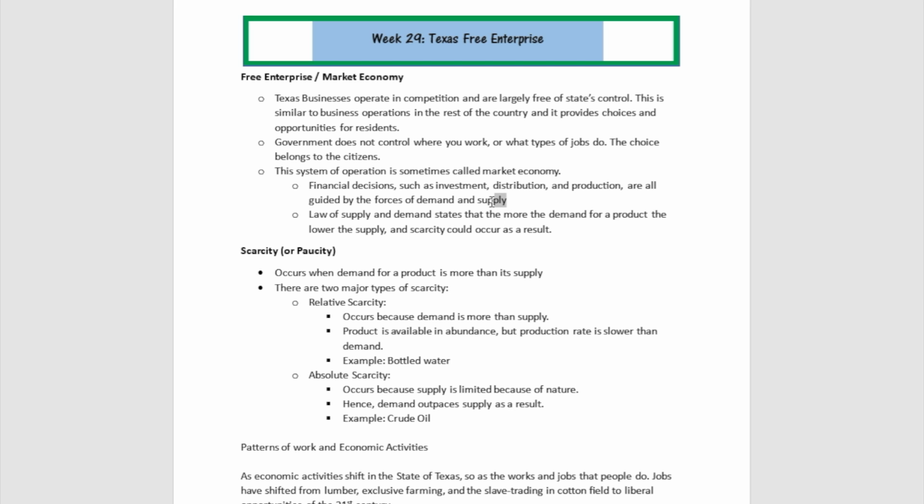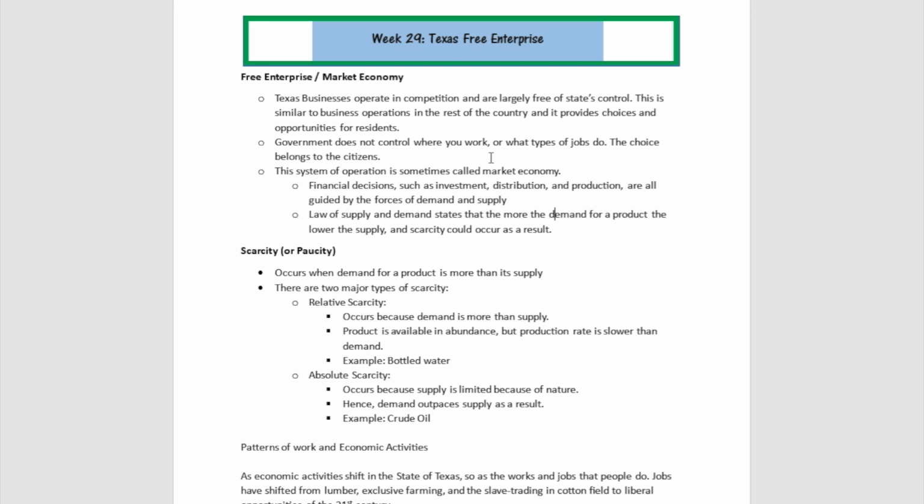Financial decisions such as investments, distribution, and production are all guided by the forces of demand and supply. So nobody's going to put a price tag on what you want to sell your product for. You can choose to sell it low, sell it high. It depends on you. The law of supply and demand states that if demand increases, then supply is going to reduce. Well, that makes a lot of sense.